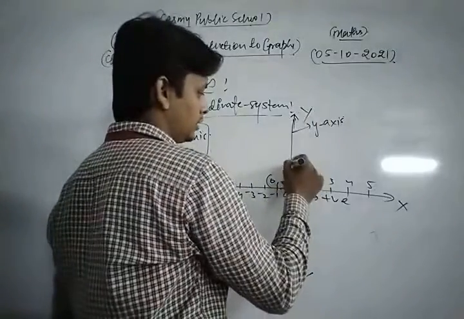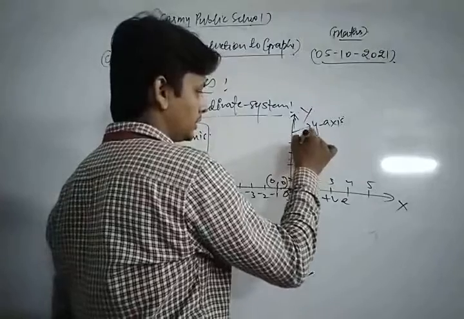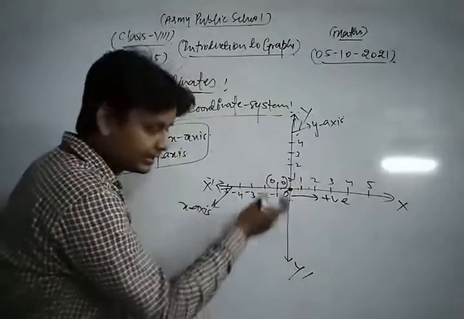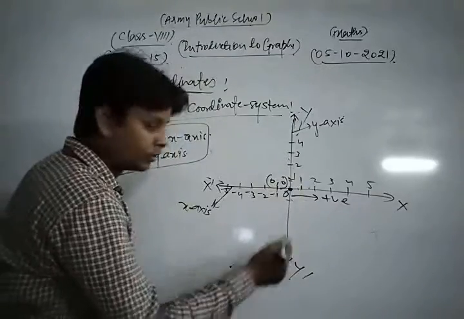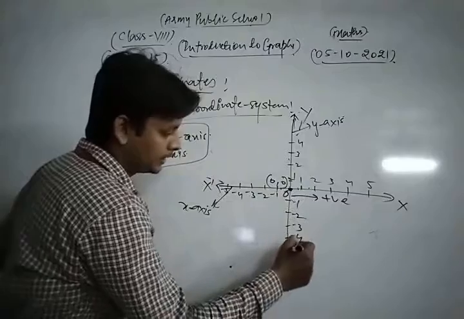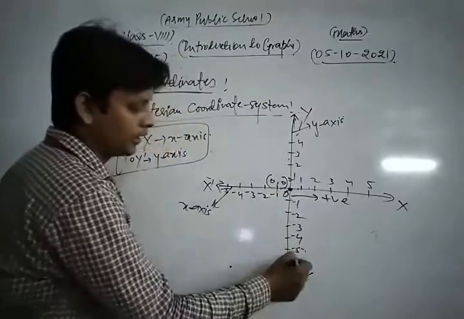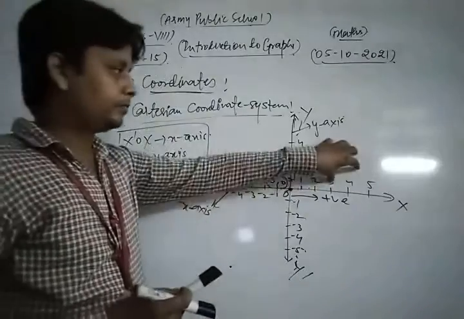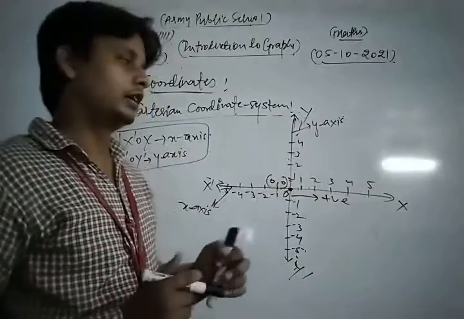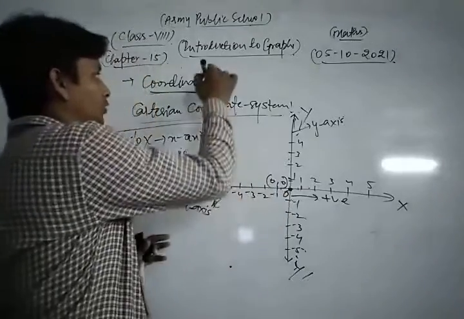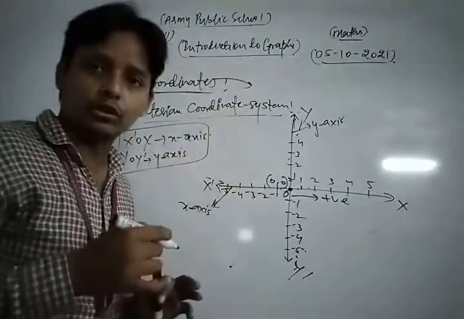So this is +1, this is +2, this is 3, this is +4, and so on, taken as positive. And below the origin is the negative direction of y. This is -1, -2, -3, -4, and -5, and so on. Okay, so dear friend, this is the set of all points. Now we are going to discuss the concept of coordinates.